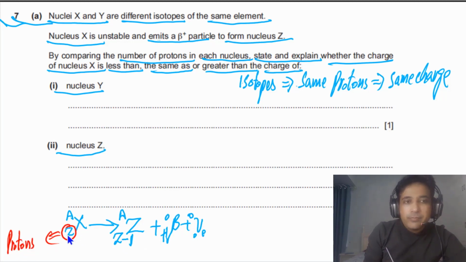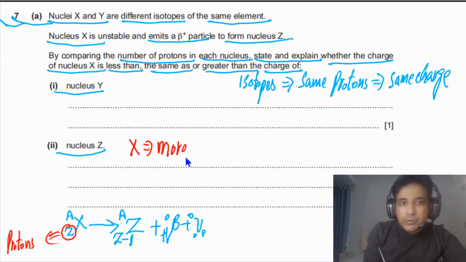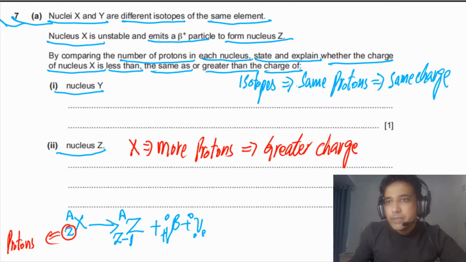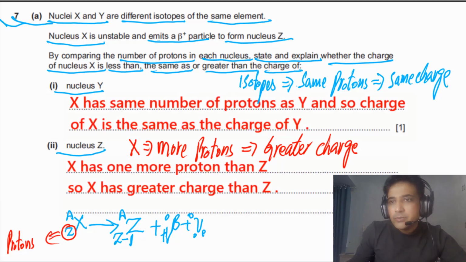So X in this case has more protons. So we will say in this case X has more protons, and so X has greater charge. X has more protons, so X will have greater charge. So if you have understanding of these points, we can write down our final answer. So this is how you can write down your final answer.